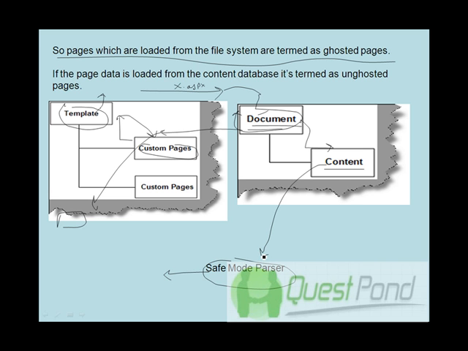So in other words, ghosted pages are stored in the file system and unghosted pages are stored in the content database. The whole point of explaining this theory is to make you understand how SharePoint does its personalization and globalization. We'll come to that later as we move ahead in the questionnaire. But at this moment, you need to understand how the ghosted and unghosted concepts work in SharePoint.